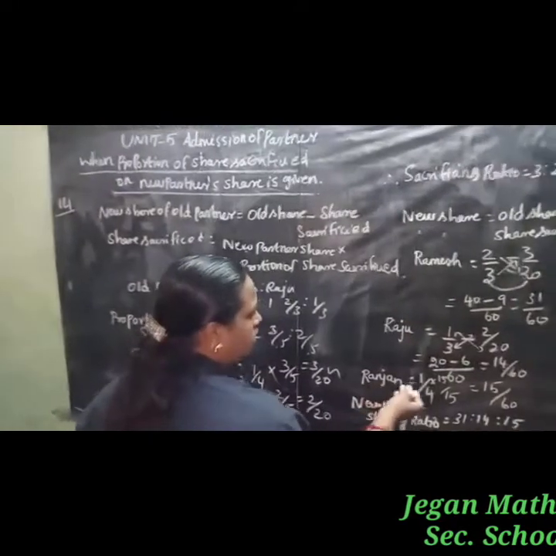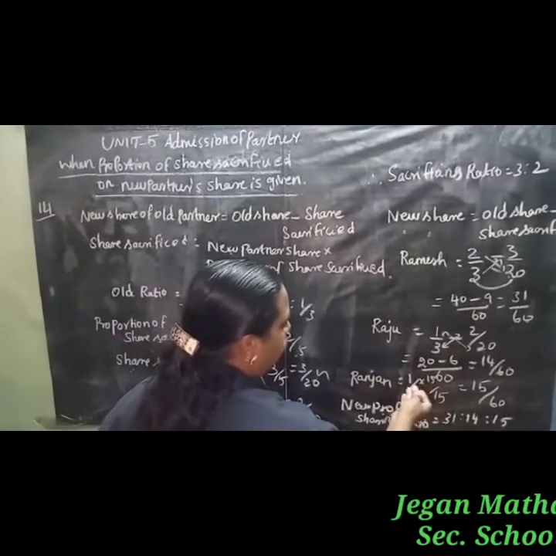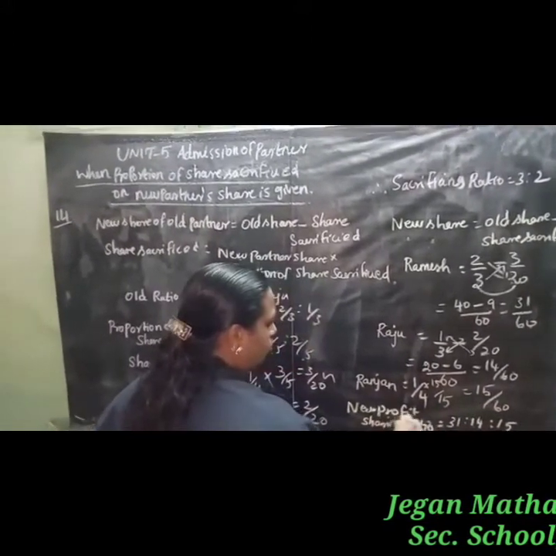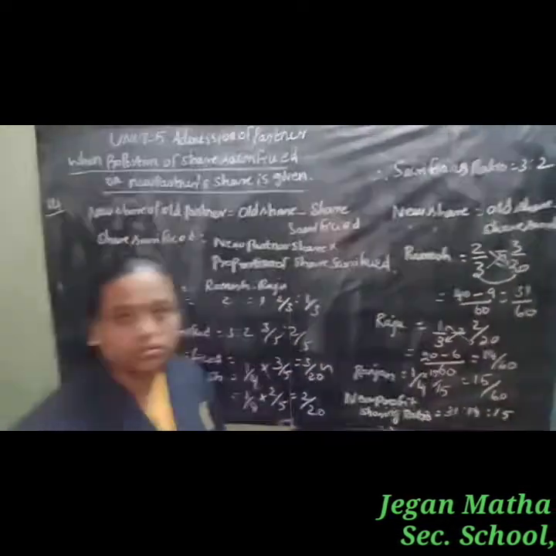For Ranjan, 1/4. We have to equate the denominator, so 1/4 into 15/15, 15/60. Therefore new profit sharing ratio equals 13:14:5.